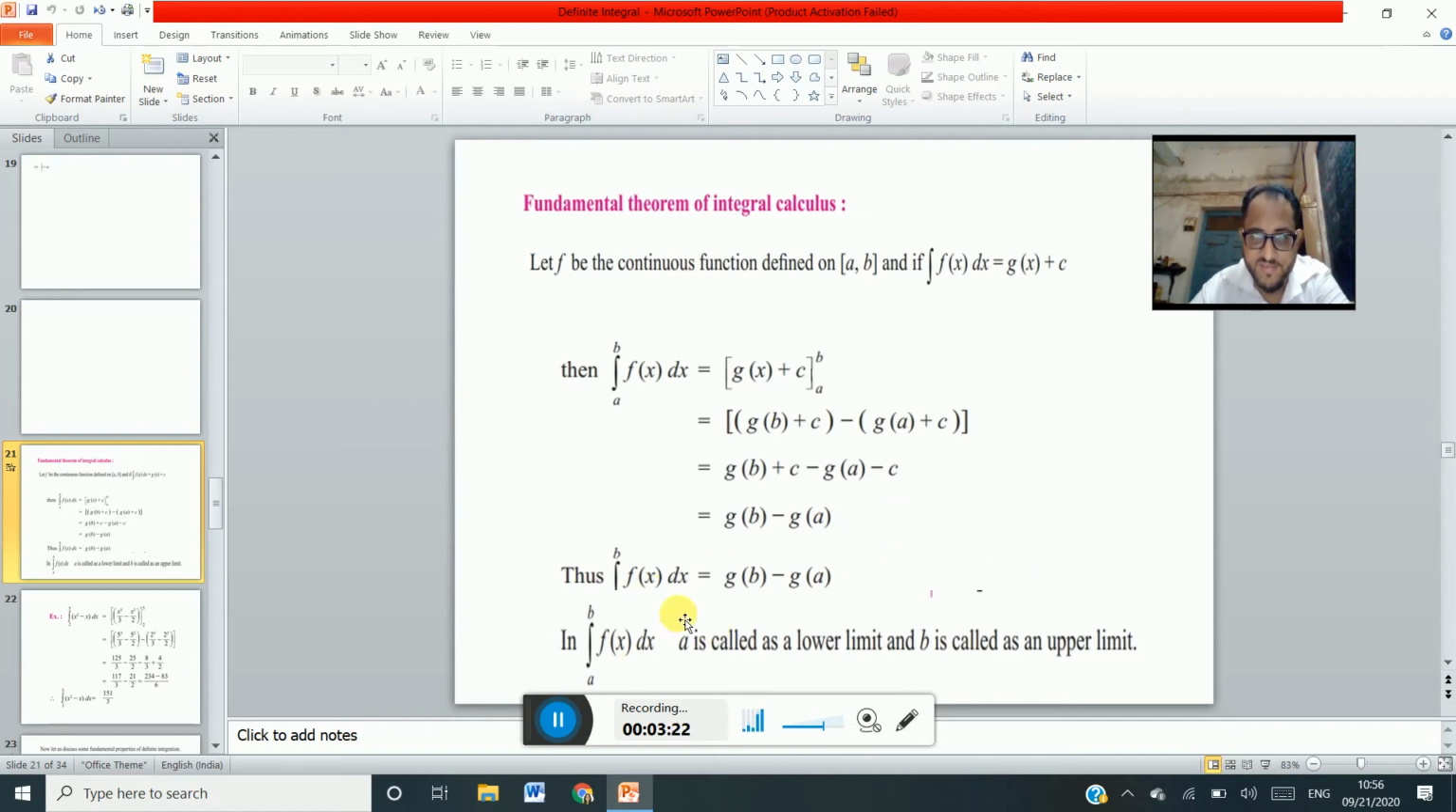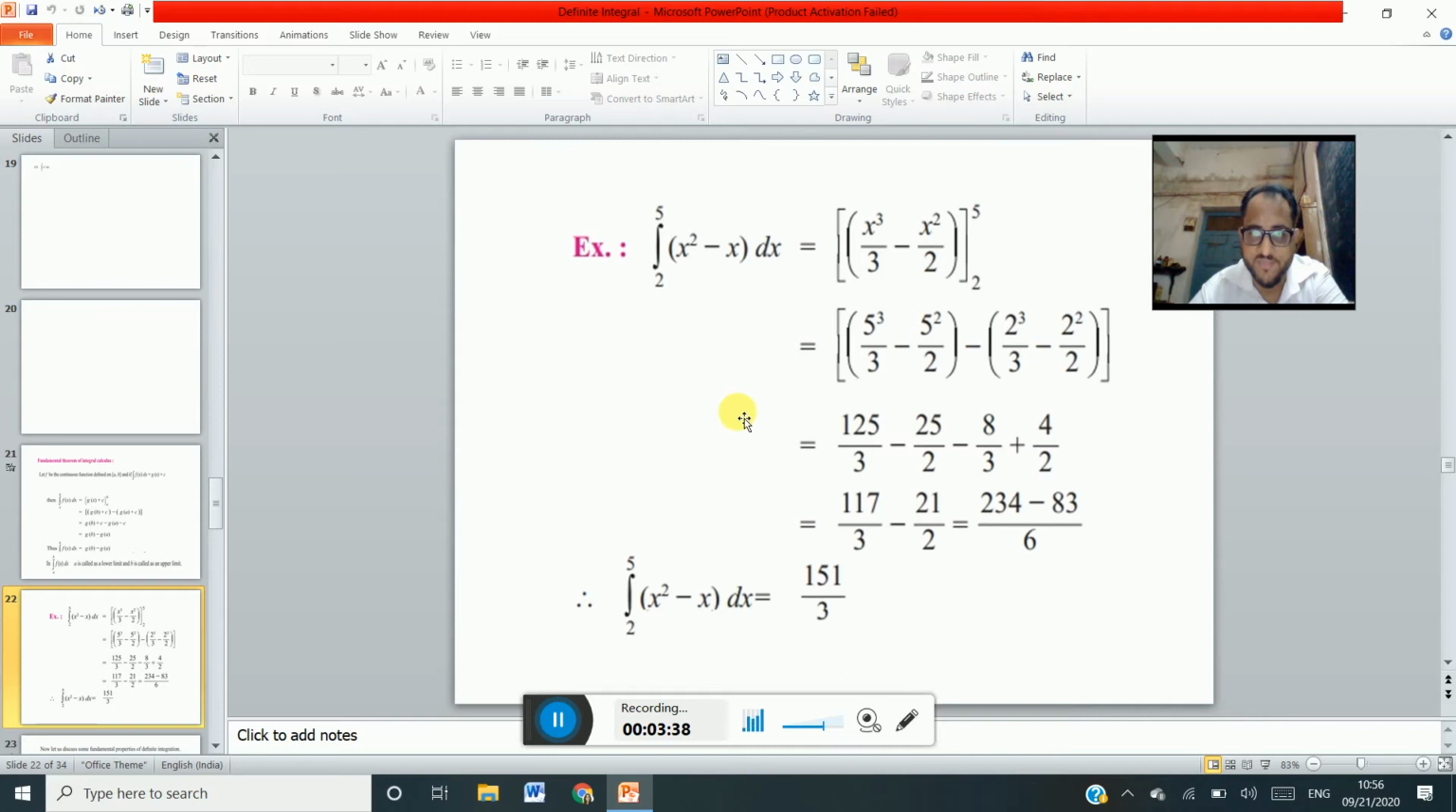And then the final answer is what? The integration from a to b of f of x dx is g of b minus g of a. This should be the final answer. And here a is the lower limit and b is the upper limit, right? So see, we try to solve some examples.